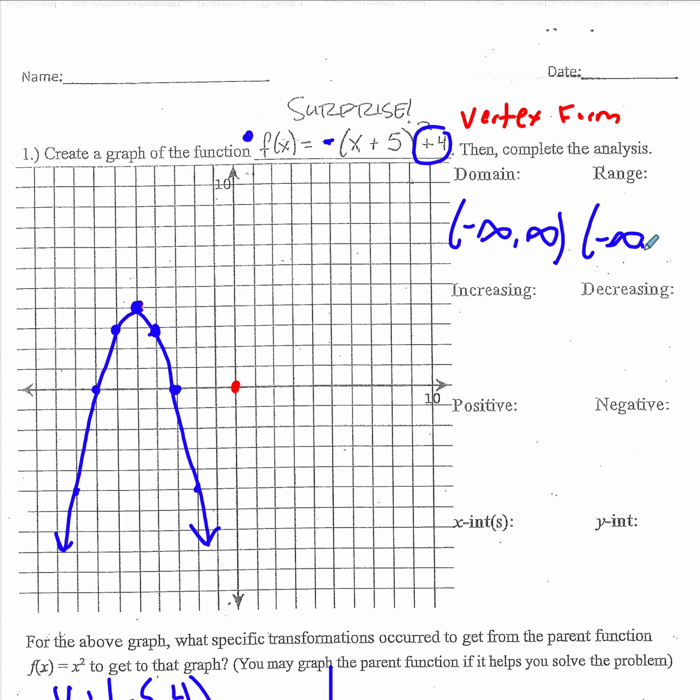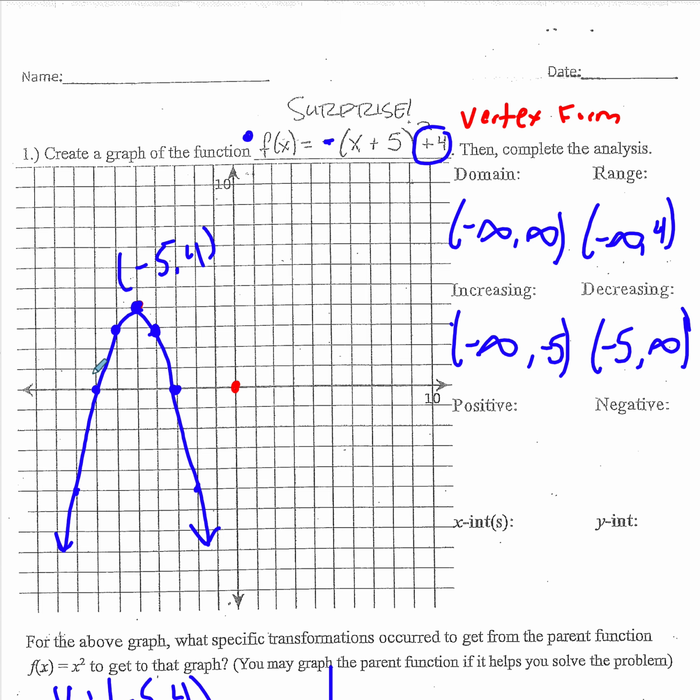Okay, where is it increasing? If I trace my finger from left to right, it's increasing from when x is negative infinity, way out there, all the way to when x is negative 5. And then it's decreasing starting at negative 5 and going on to infinity. Now the big mistake people make is they say this should be negative infinity, right? Actually, no, because I'm talking about the x's and not the y's.